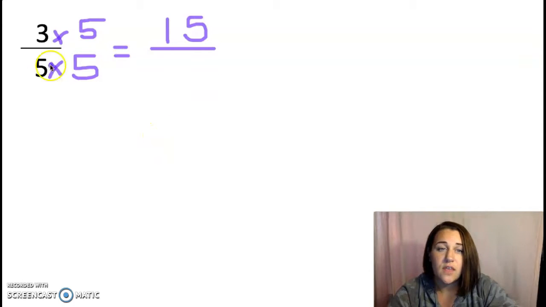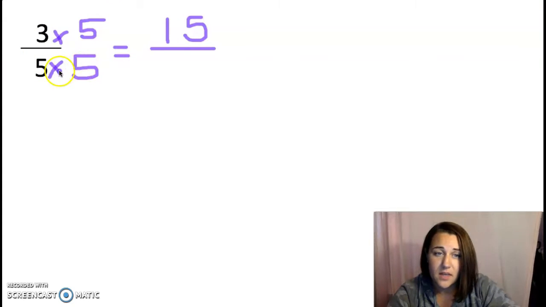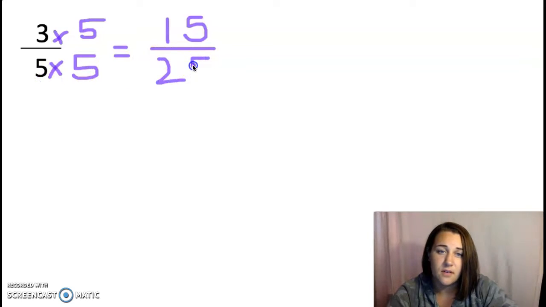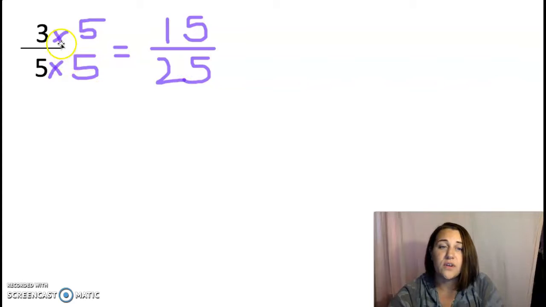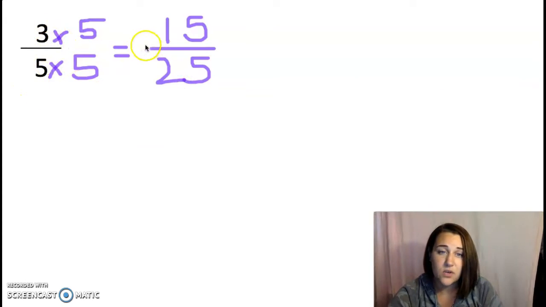Right? Then I have to do my bottom, and whatever I do to the top, I have to do to the bottom. So I'm multiplying by 5 again. So I'm doing 5 times 5. So now I'm going to skip count by 5 on my 5. So 5, 10, 15, 20, 25. So 3 over 5 is equivalent or equal to 15 over 25.